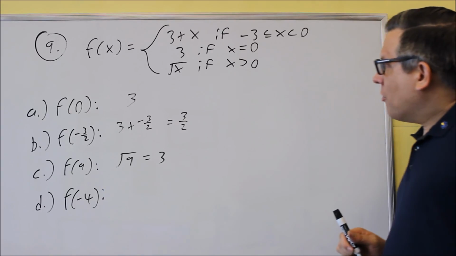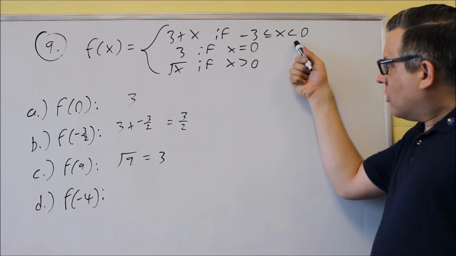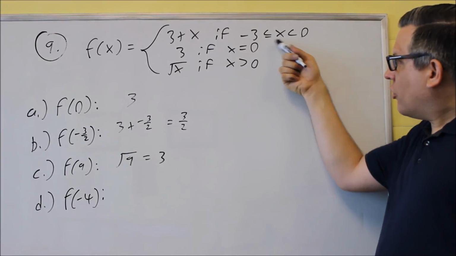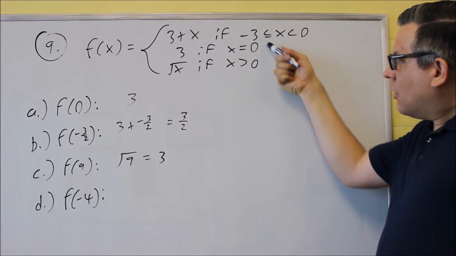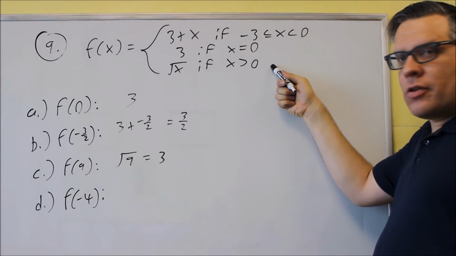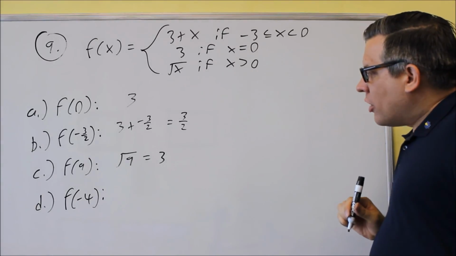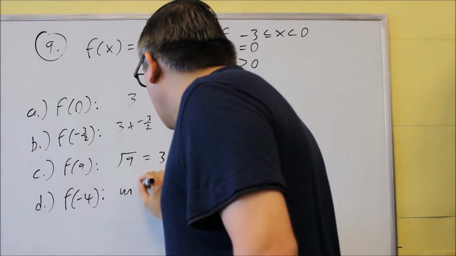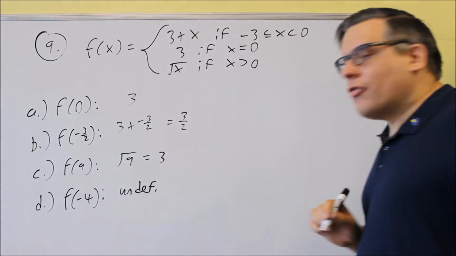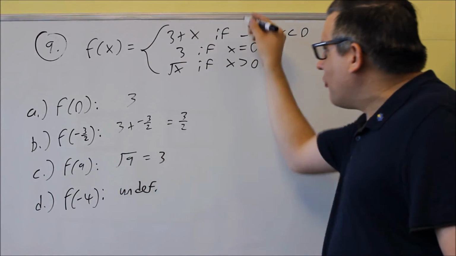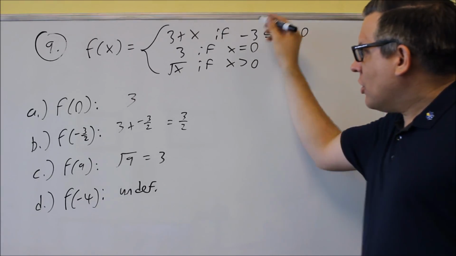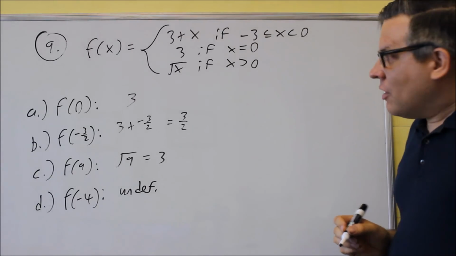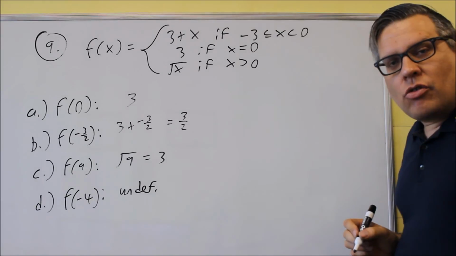Then we have negative 4. Okay, now negative 4 does not work with this one because it only goes up to negative 3. It's not 0, it's not greater than 0. This is one of those cases where the number does not fit any of the 3, and if that happens, what you have to put is undefined, because that number is not defined for any of the equations we have. Now, the next thing we have to do is graphing.